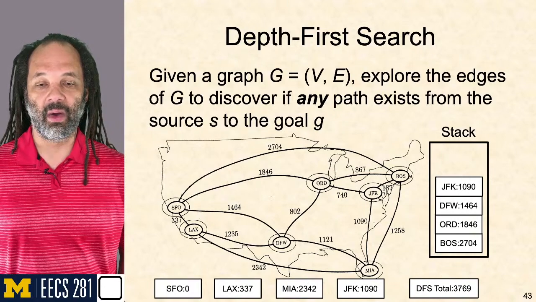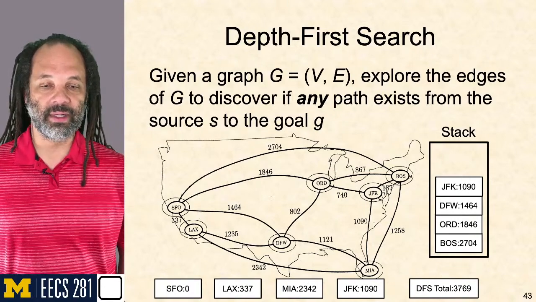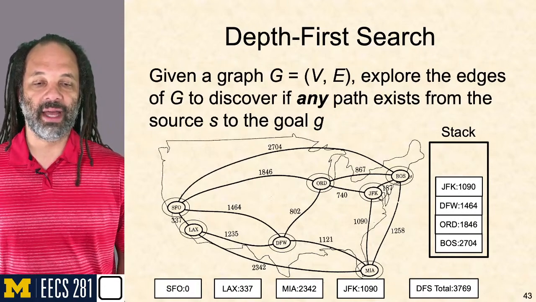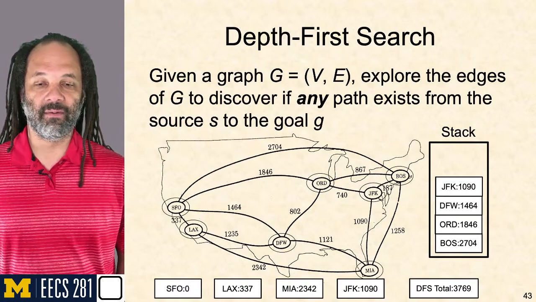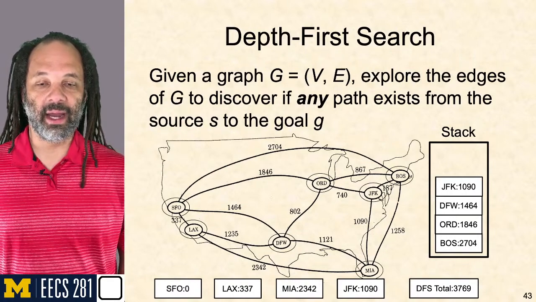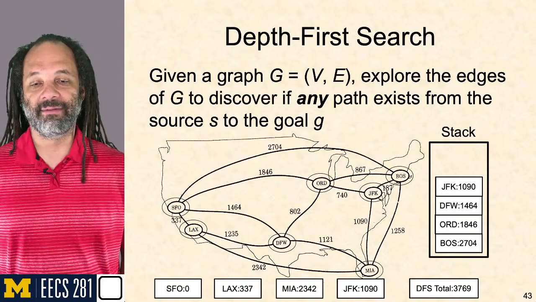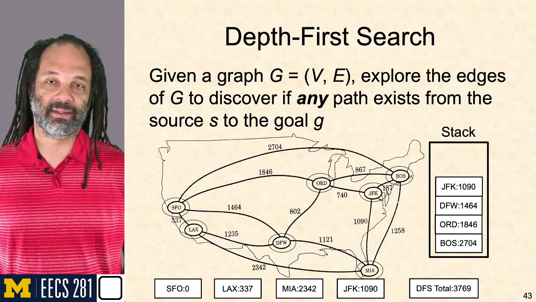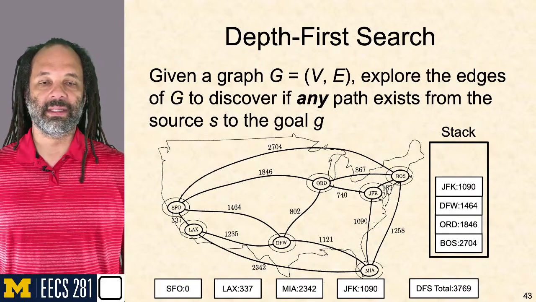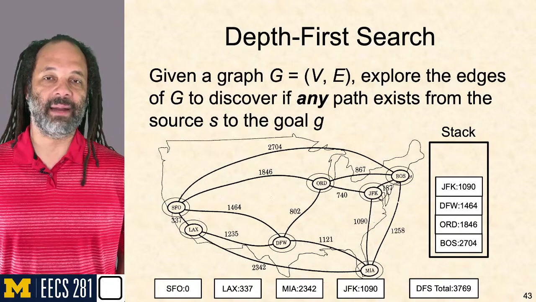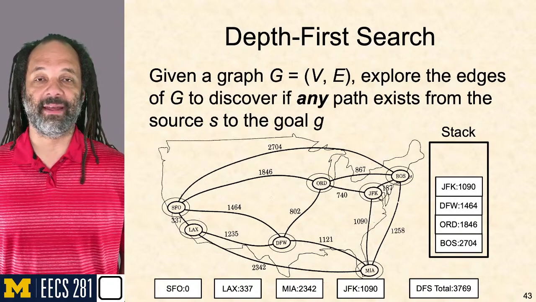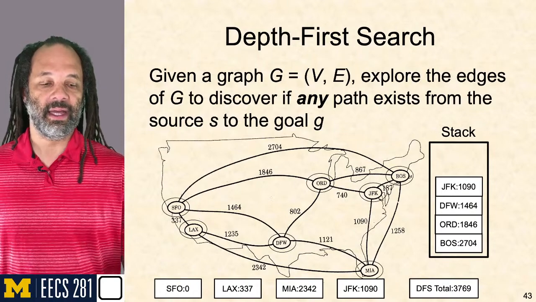SFO to Chicago, that's 1846, plus Chicago to JFK, that's another 740. So it looks like I can get there in 2586. So that's my optimal. Depth first search did not find my optimal. It found that a path exists, but it did not find a shortest path.